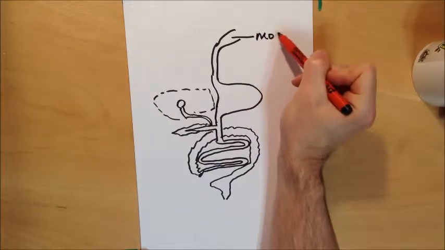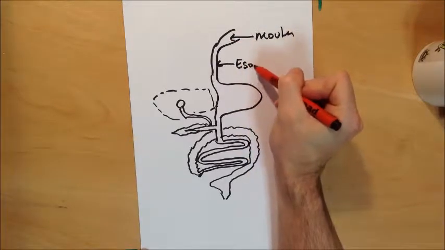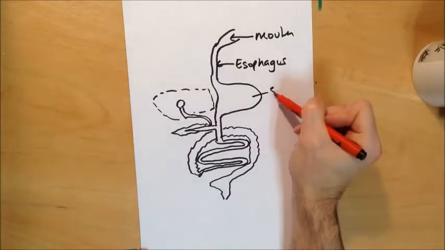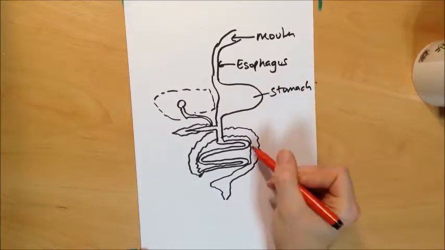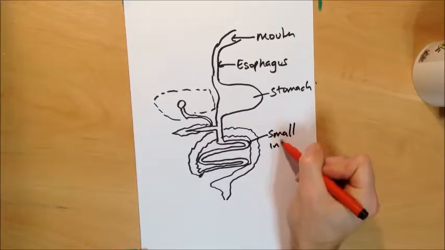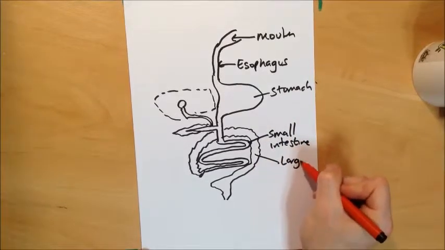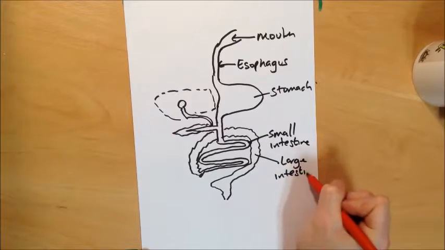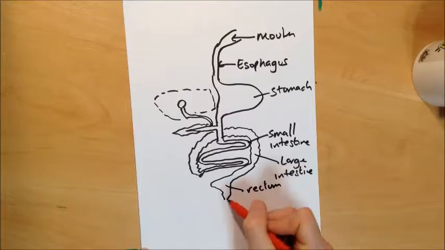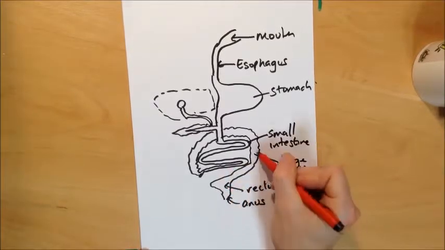This is the mouth. This is the esophagus. I've used the American spelling there. This is the stomach. This is a simplified version of the small intestine. This is the large intestine. This is the rectum. And this is the anus at the bottom. And that is the path of food through the body.